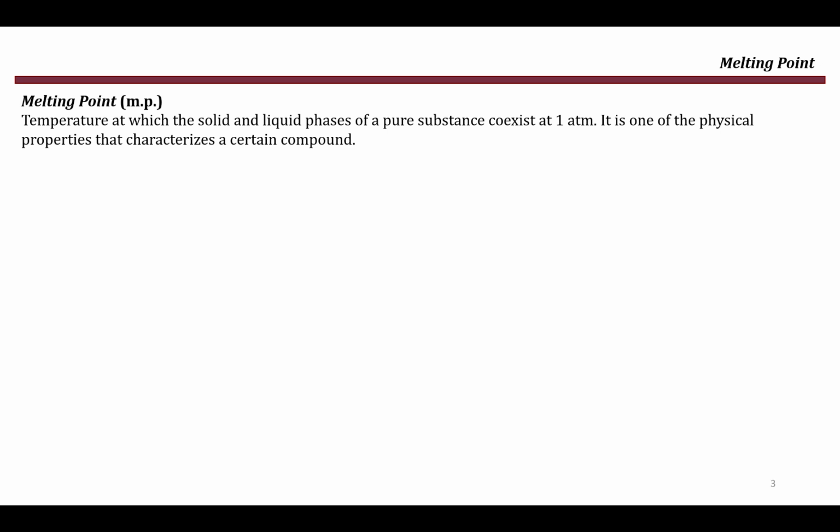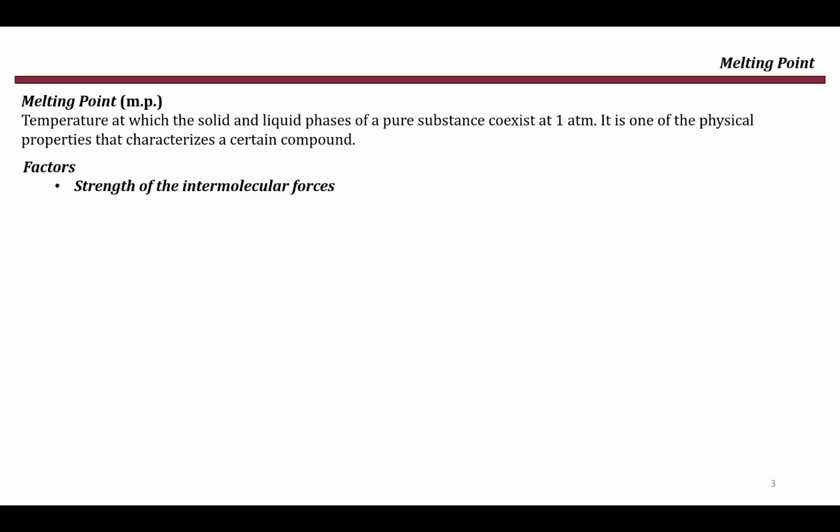The melting point is one of the physical properties that characterize a certain compound, in addition to other physical properties such as the boiling point, the density, or the solubility. So a pure compound will always have the same melting point if it is measured under the same pressure. Now, we all know that some compounds have high melting points and others have low melting points. So what are the factors that affect or determine the melting point of a certain compound?